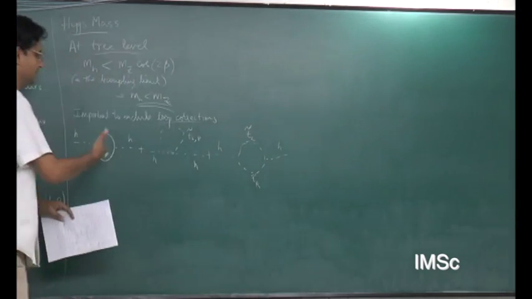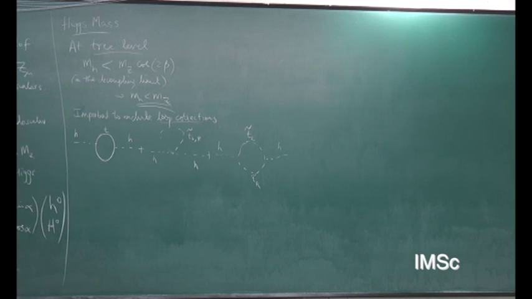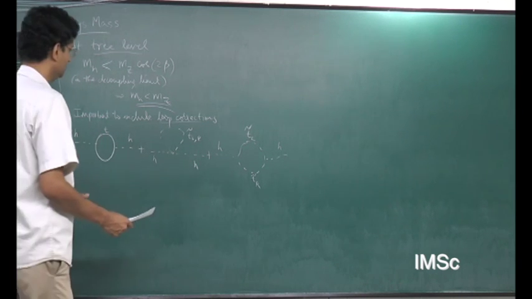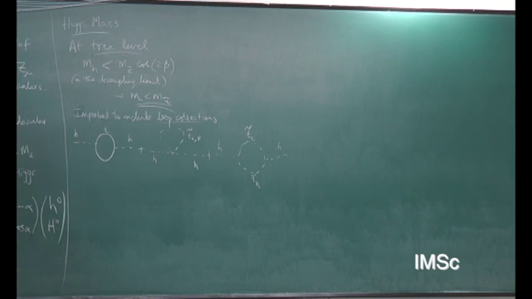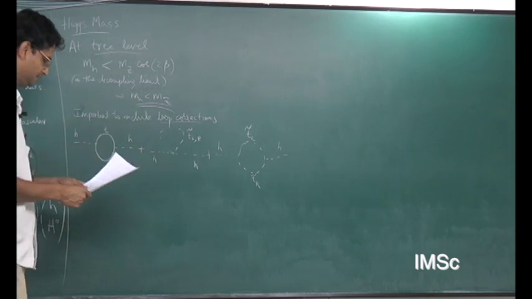So of course all of them contribute, but we have only shown the top sector because that is the biggest one due to large Yukawa coupling. There will be gauge contributions, everything. You have to include everything for a fully quantitative thing, but I'm just writing the dominant ones.